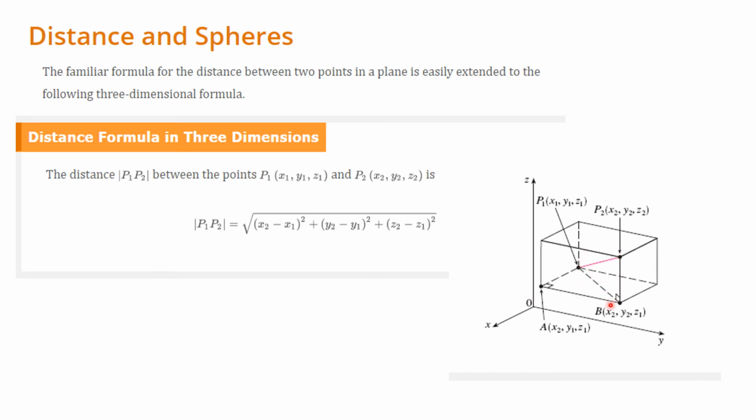But I can say what is this, and so this is the distance between P1 and this point B, which is going to be the square root of x2 minus x1 whole squared, this is y2 minus y1 whole squared, and then the z drops out because it's within that plane. So if I square this and square this distance and add them together and take the square root, use the Pythagorean theorem, I get this formula. This is one that you want to commit to memory.